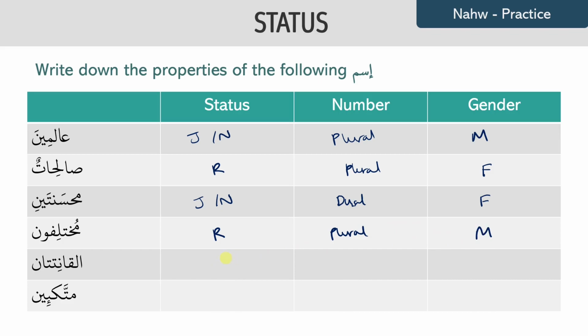Al-qanitatani. The status is rafa. This is dual, and it is a feminine word. We have muttaki'ina. The status is either nasab or jar, and it is plural, and it is masculine.